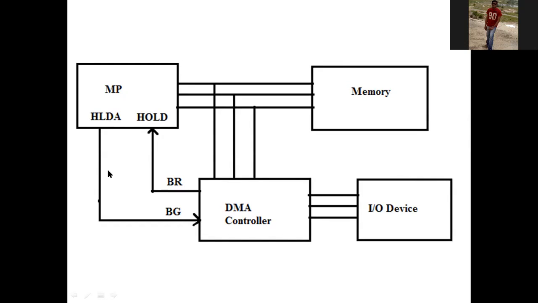Once it receives the bus request command, if the processor is ready to accept the data transmission, it will send the acknowledgement, which we can call the hold acknowledgement. It will send the hold acknowledgement with the help of bus grant. Grant means permit.